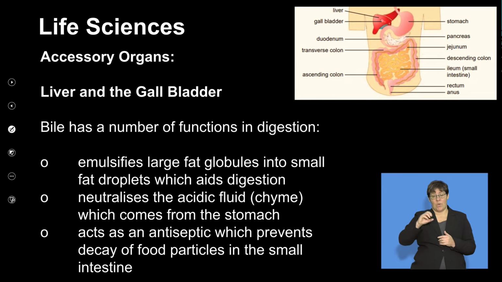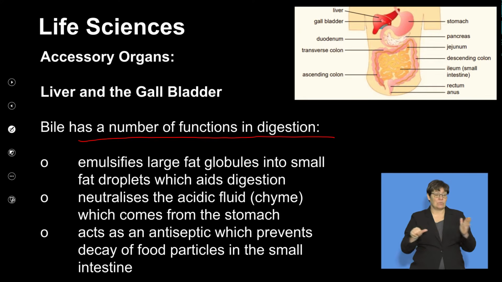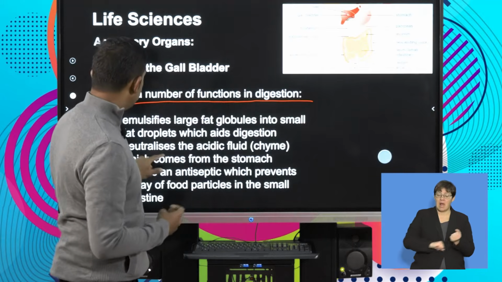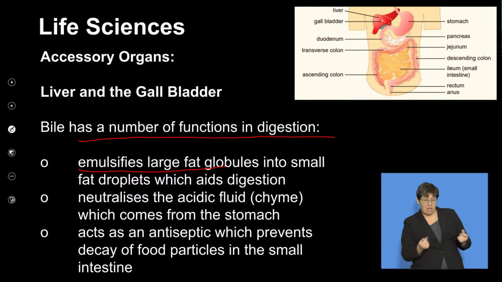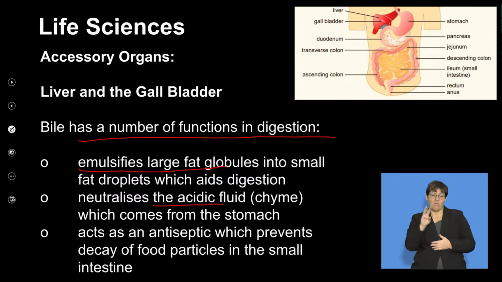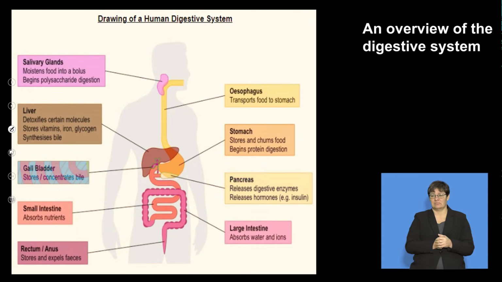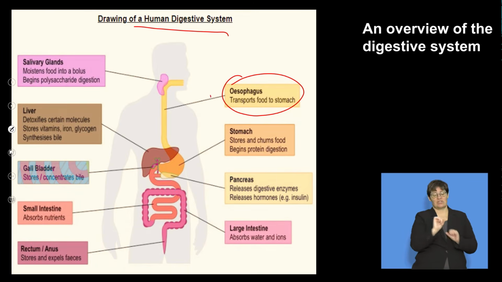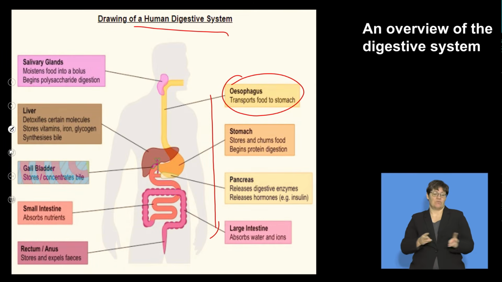We also know that bile has a number of functions in the process of digestion, which we will look at in detail, from aiding in emulsifying fat droplets to neutralizing acidic fluid that comes from the stomach into the small intestine, and it also acts as an antiseptic to help destroy some bacteria or pathogens that might enter along with food. And so, as we wrap up, it's important that we look at this as an overview of the digestive system and look at each organ and their function, as well as to note the pathway that food moves through.